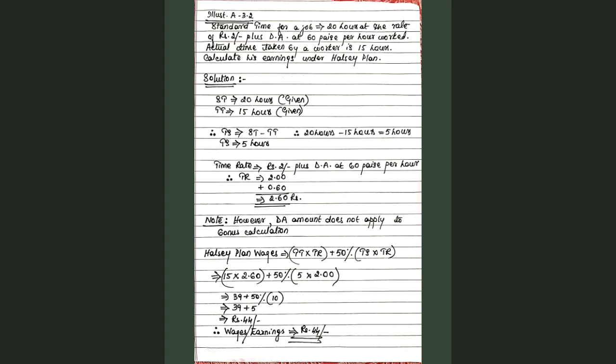If you work out this mathematical calculation, you get 39 plus 50% of 10, which is 39 plus 5, which gives you rupees 44. Therefore, the wages or the earnings of the worker is rupees 44.